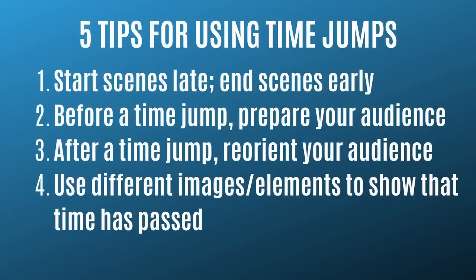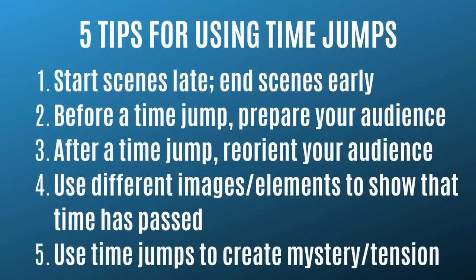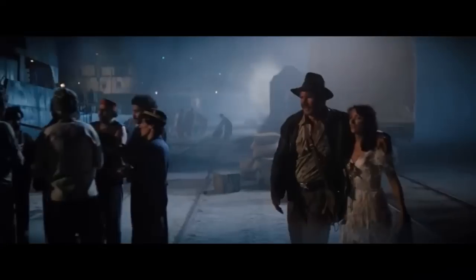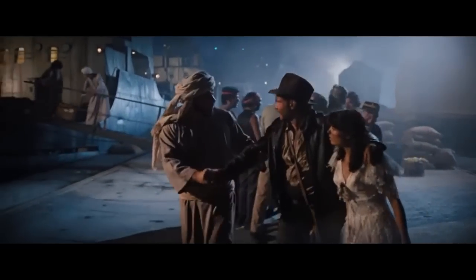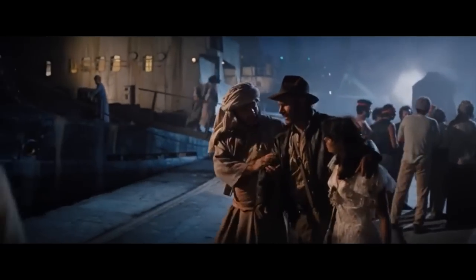And tip number 5, use time jumps to create a sense of mystery or tension. And sometimes after a jump, the audience is disoriented at first, and that can be a good thing. A skilled writer can use time jumps to manipulate the audience into becoming curious or fearful. For example, toward the end of Raiders, Indy and his sidekick Marion escape the Nazis and board a ship, hoping to take the Ark to safety.